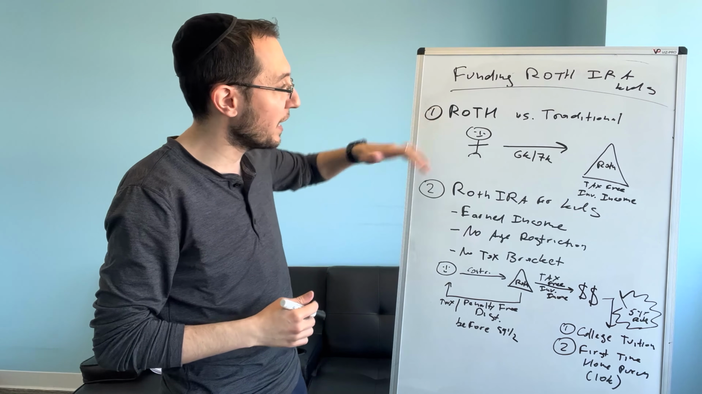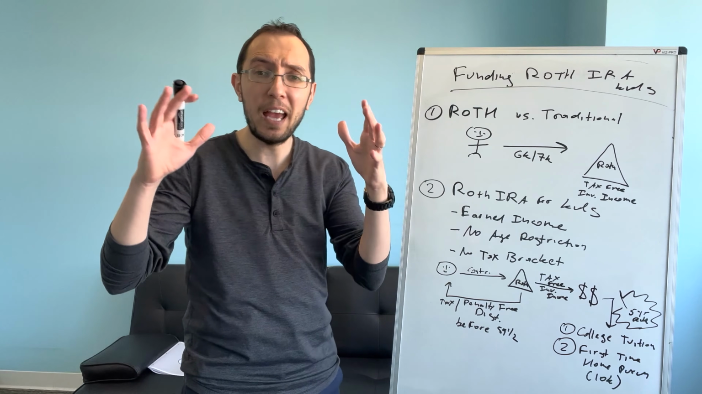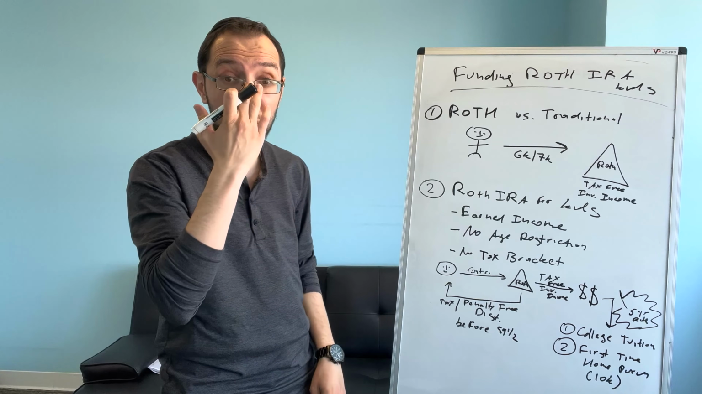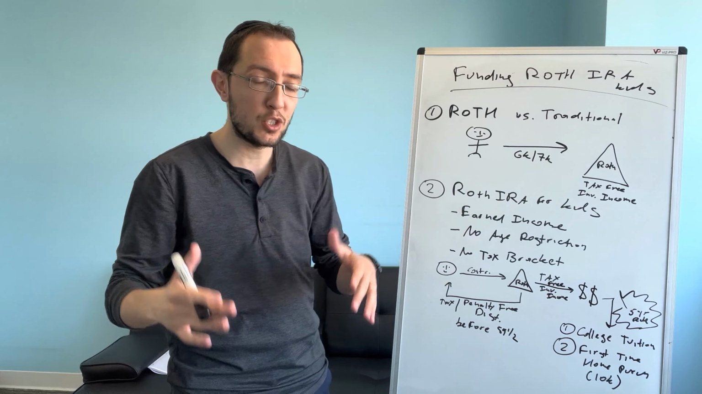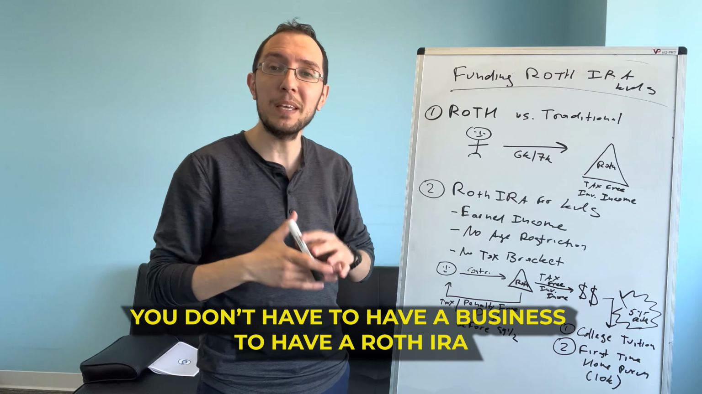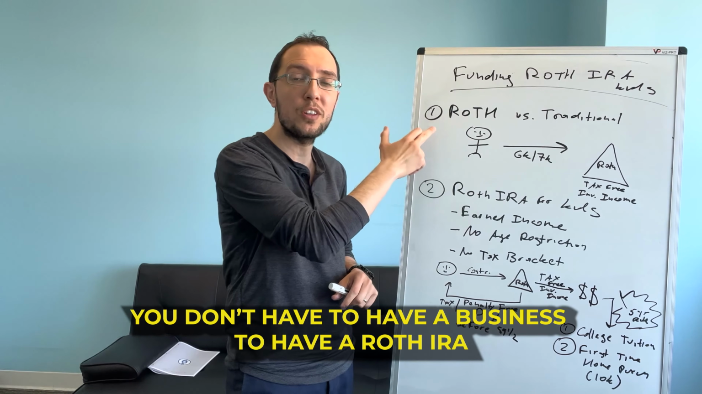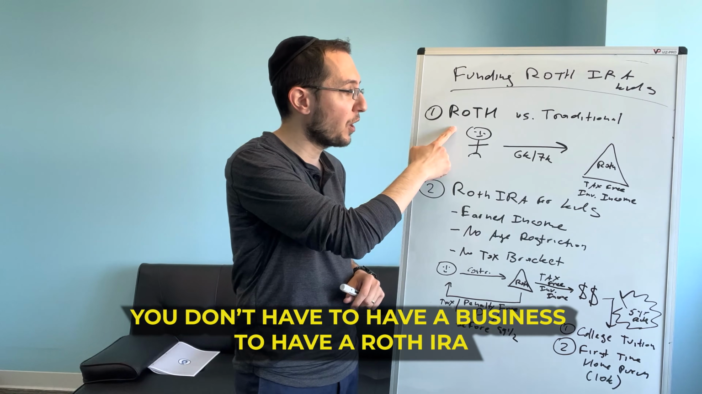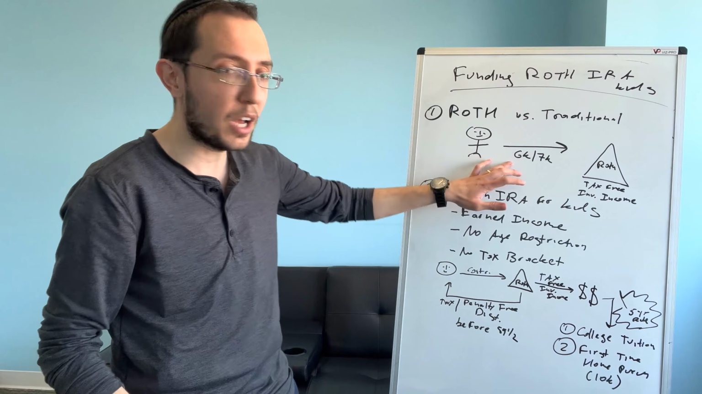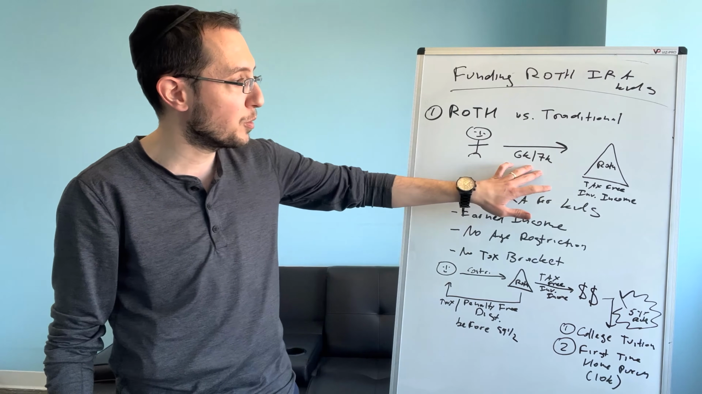Now, the Roth IRA is also an individual account. You can also have a Roth component within a 401k, but we're not going to go into details of that because it is outside the scope of today's training. But the Roth IRA is an individual IRA. That means you don't have to have a business to have a Roth IRA. As long as you have earned income, you can have a Roth IRA. The contribution limit is $6,000, or $7,000 if you're over the age of 50. That's called a catch-up contribution, okay?